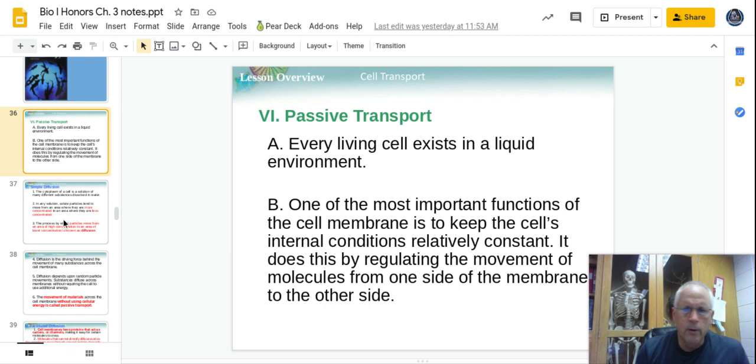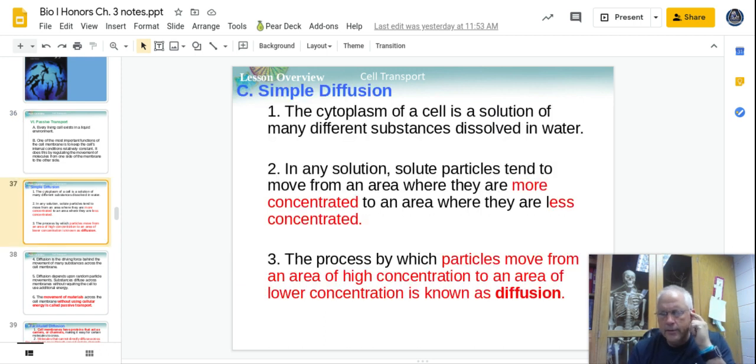All right. So basically, let's start with simple diffusion. Simple diffusion is, and here's the key, we're going from areas of more concentrated to less concentrated. That is really, really important, and we understand that we're going from areas of greater to lesser. Don't have to do anything. It just automatically does that. Nature does that. Gravity helps with that.